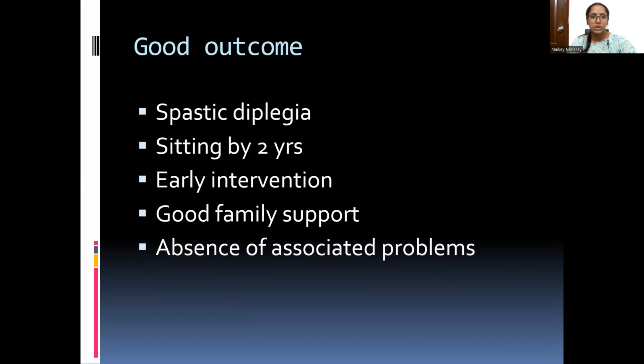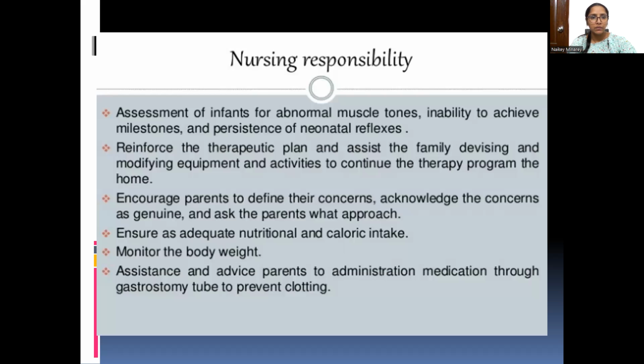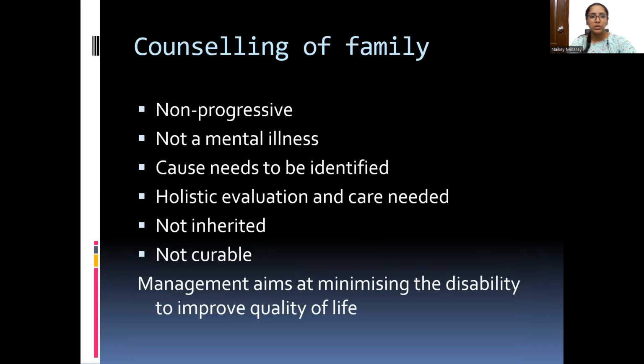Good outcome is with spastic diplegia, early intervention, and family support. Potential preventive strategies include prevention of preterm and low birth weight, prevention of birth asphyxia with good neonatal resuscitation, management of infection in the mother, iron and iodine supplementation, antenatal corticosteroids, and prevention of IVH. Nursing responsibility is very important. Now, to ensure family support, the parents require counseling, education, parents association, and peer group formation.